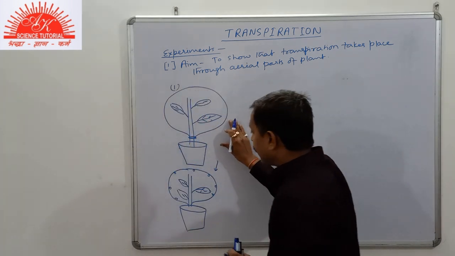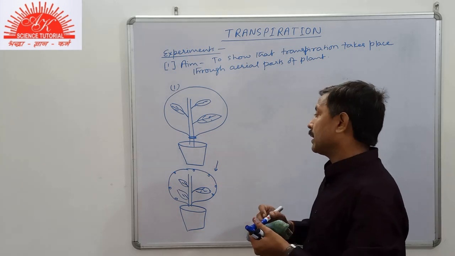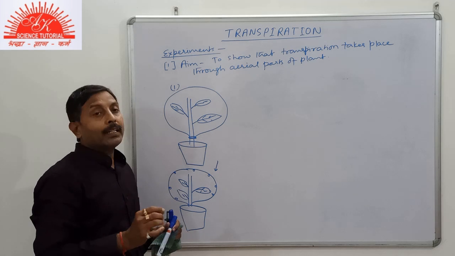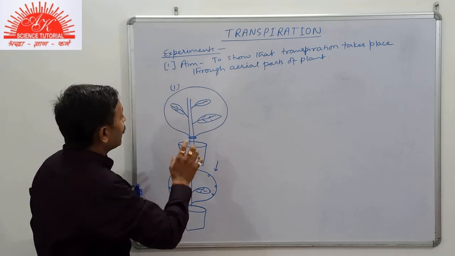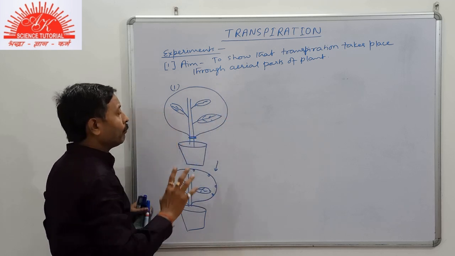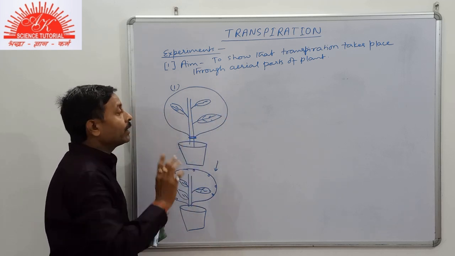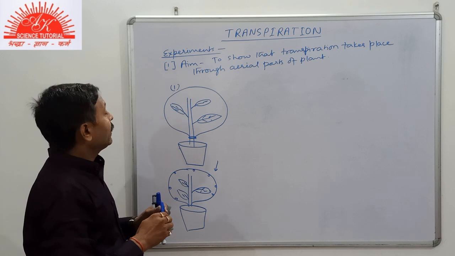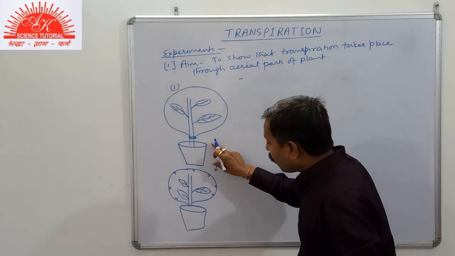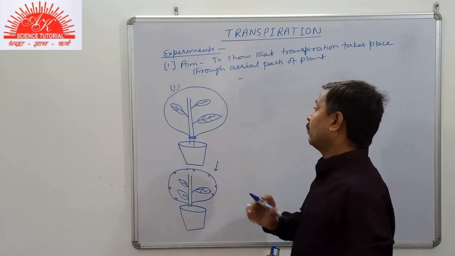now this is the experimental setup in which we take a small garden plant, suppose a balsam plant. Now its aerial part is enclosed within the polythene bag and the pot is kept uncovered. Then the first point asked is: why is the pot kept uncovered?